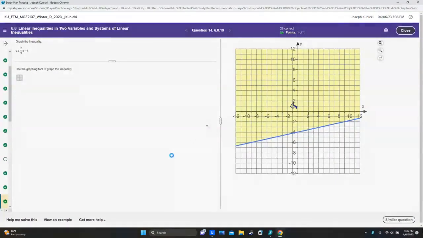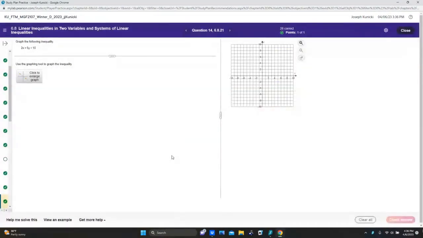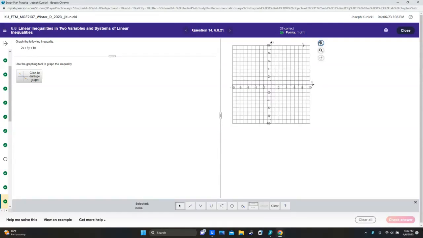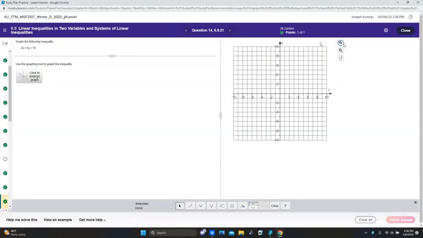Okay, so finally told us we were right. Now we're going to go to problem number 21. There it is. Let me make it bigger. Another example of one equation.